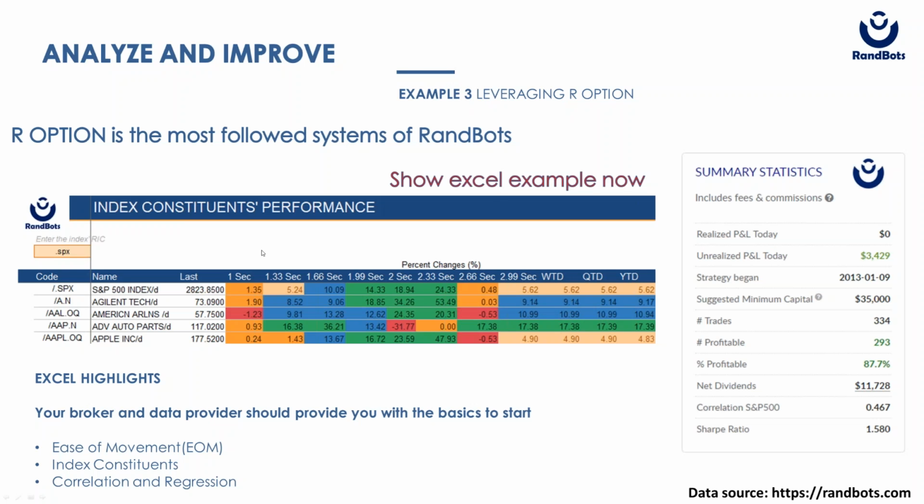I wanted to recap three indicators that were not of a lot of use for me on the charts. Ease of movement, index constituents, since I cannot see hundreds of stocks at the same time on charts, and correlation and regression, which are very important for me in Excel, but they are not important for me at all in the chart.